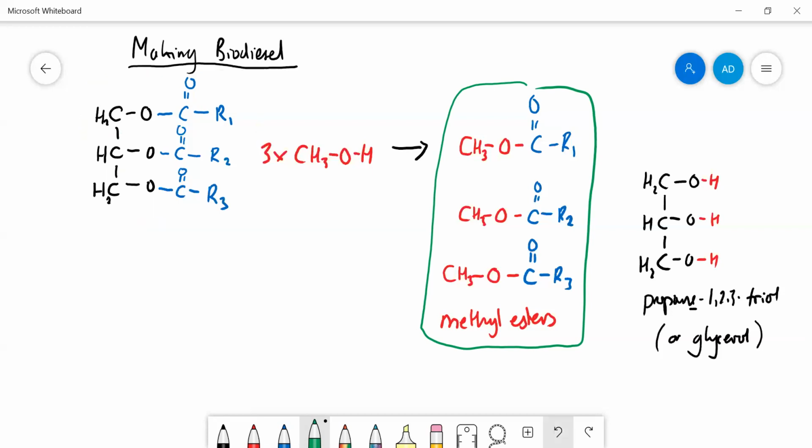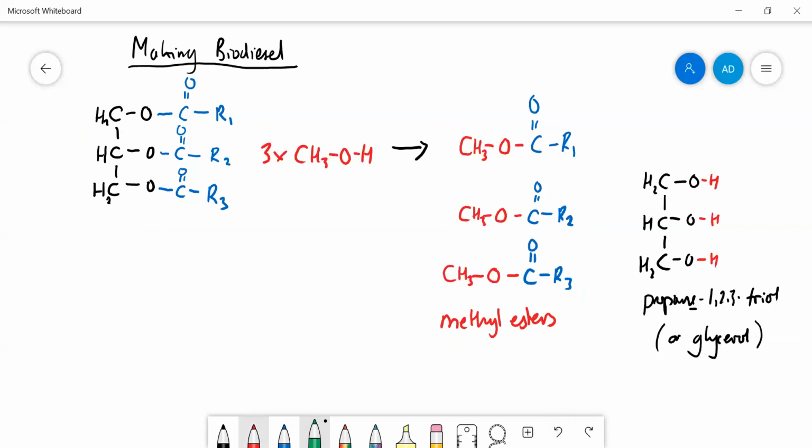Why do they do that? Why do they get the triacyl glyceride and turn it into methyl esters? Well, the molecular weights are going to be low, as we said in the previous video, and that will mean the diesel is less viscous, and it will have a lower boiling point. It will burn at a lower temperature. Okay, so that is making biodiesel.